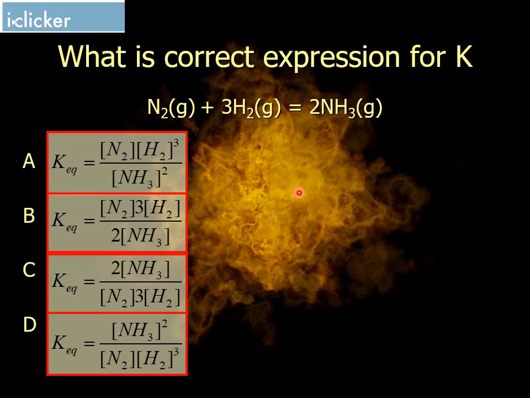So, just to test our understanding, this is actually the equation for the Haber process reacting nitrogen with hydrogen to make ammonia. Which of these four would be the correct expression for K? Pause the slideshow and I'll reveal the answer on the next slide.